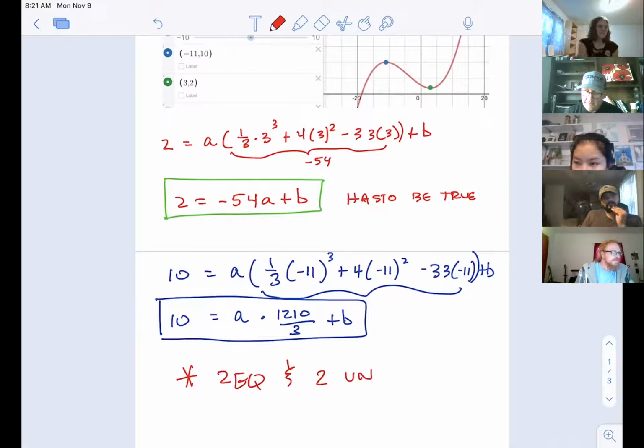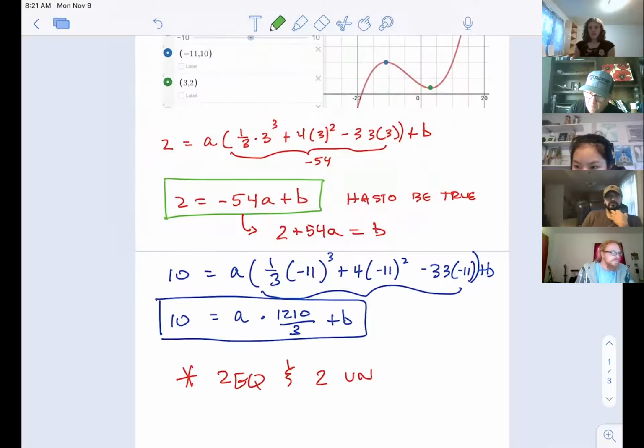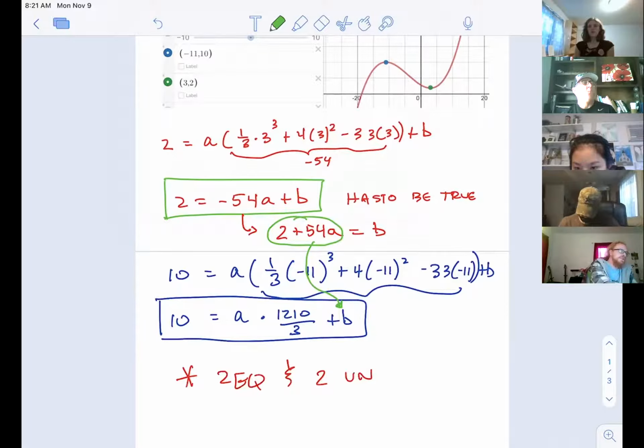But does it make sense? It isn't hard to take this equation up here and say add 54a to both sides. So you have 2 plus 54a equals b. And then if I take that expression right there and plug it in down here, what does that accomplish? What do I have now? Why is that cool? Then you only have one unknown in that equation. Now you just have a bunch of a's. And so now you can solve for a.